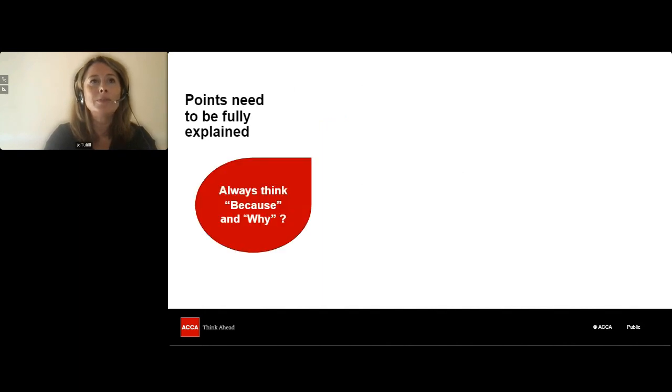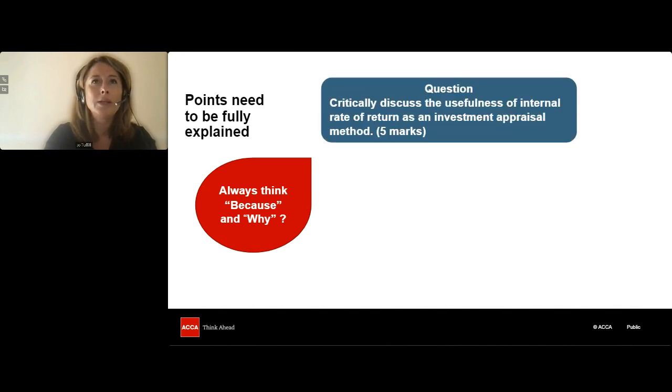Always think "because" and "why" when you're doing explained points. So here was the question: critically discuss the usefulness of internal rate of return as an investment appraisal method. As it's 5 marks, we would need 5 points, so 5 sentences. And as it says critically discuss, we need pros and cons. So we need a mix.